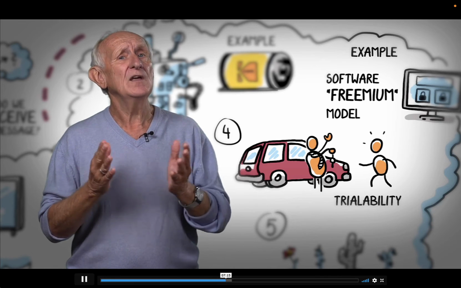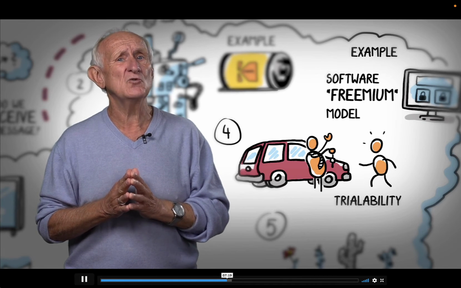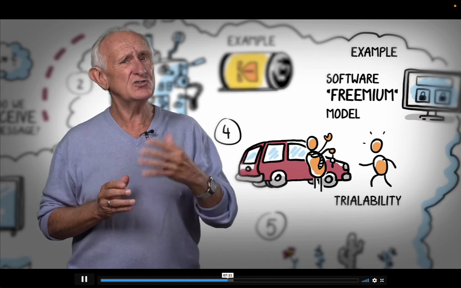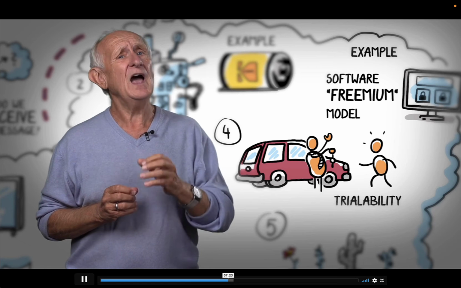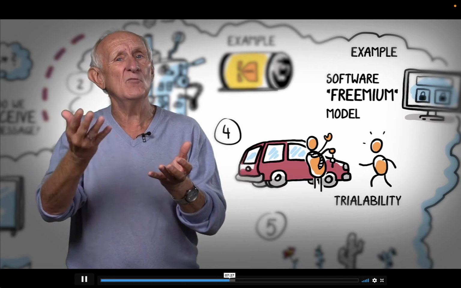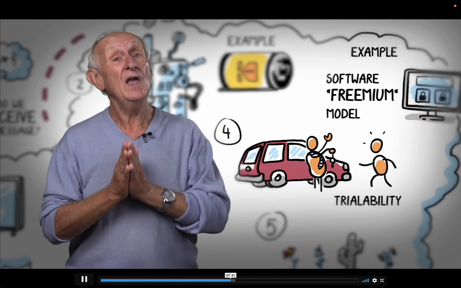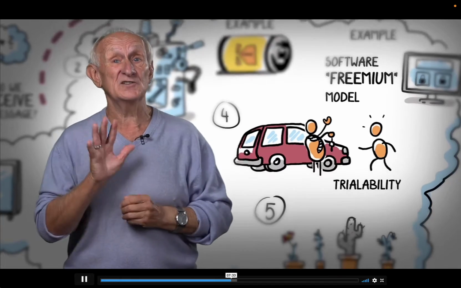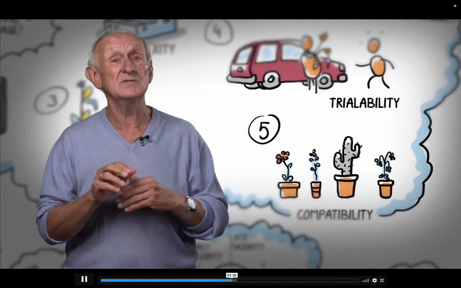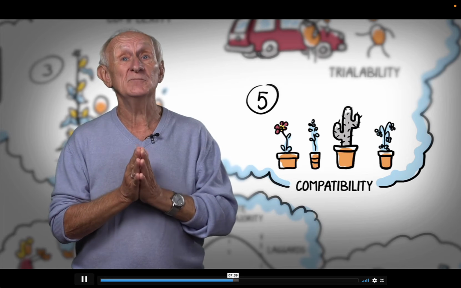Trialability. Think about software. How much software these days is sold on what's called a freemium model. Try this out for free. And if you like the features, then pay a little and you can unlock more features. That's classic trialability. And the last of Rogers' five characteristics about innovation adoption, about innovation characteristics, is what's called compatibility.